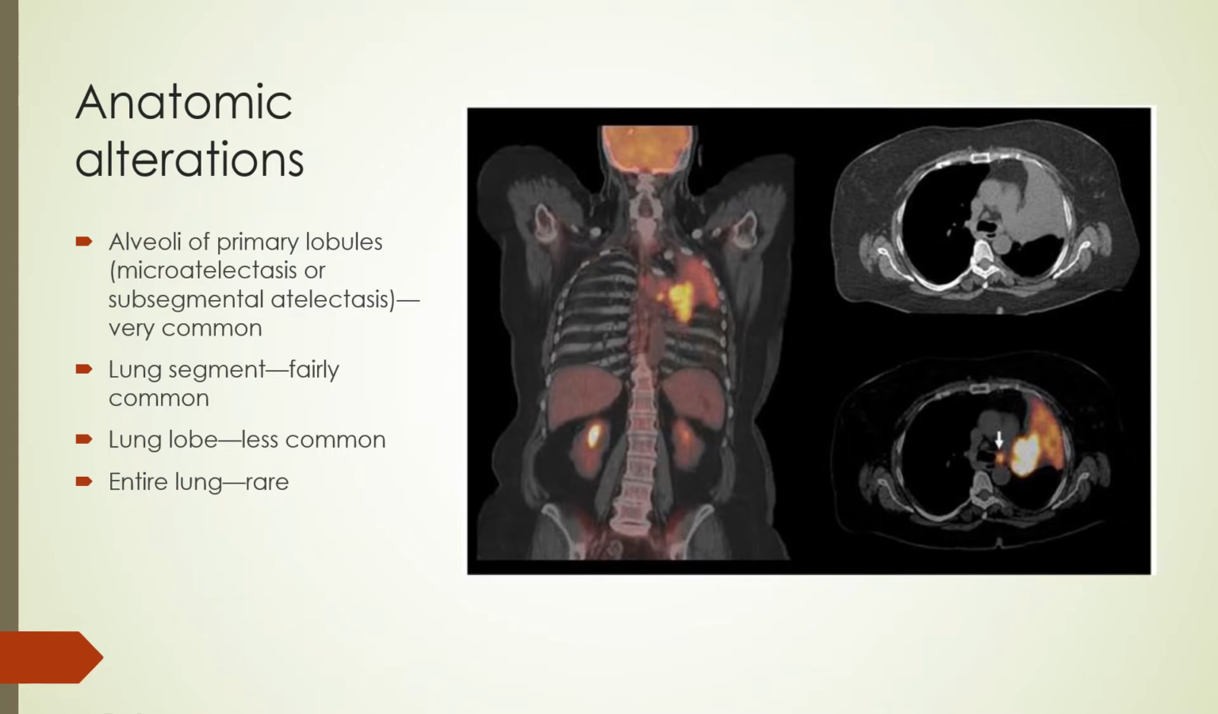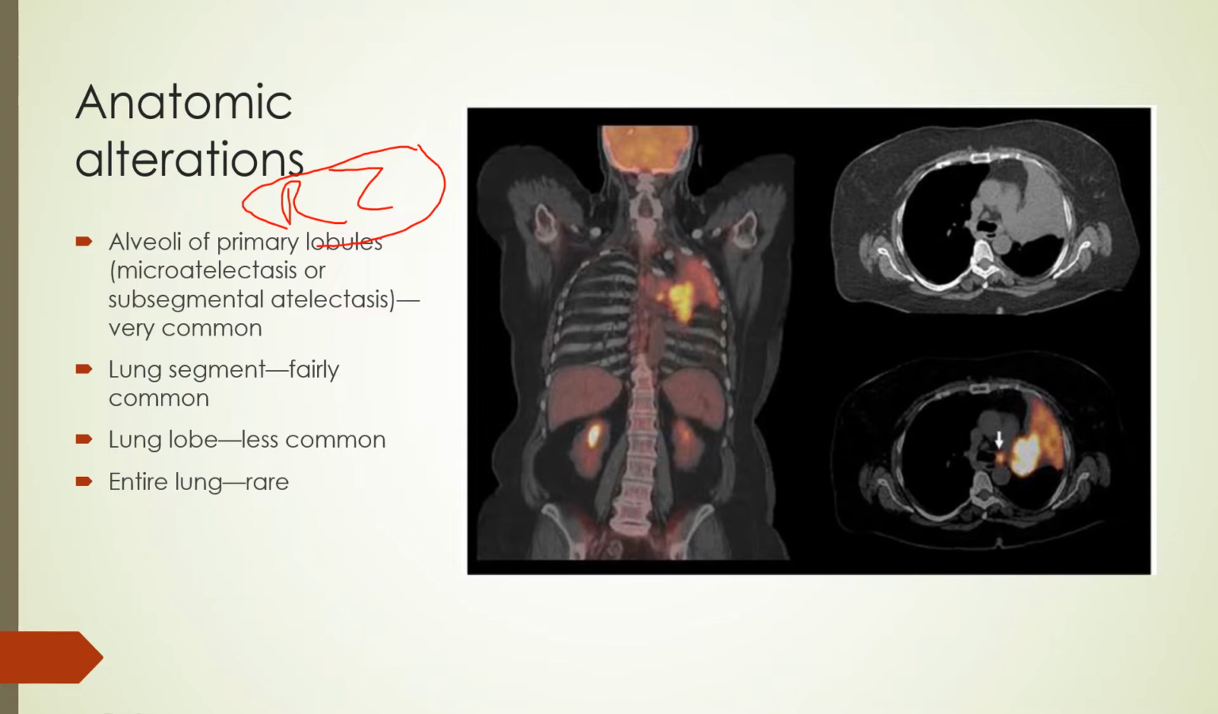All right, so anatomic alterations with atelectasis. The big thing is going to be the alveoli of the primary lobule. Remember, this is the same thing as the respiratory zone. That's why I told you guys all the alternate names for the respiratory zone, because in books and in other materials, they'll use different terms for it. So the alveoli in the respiratory zone will close down. All right, it's just that collapse.